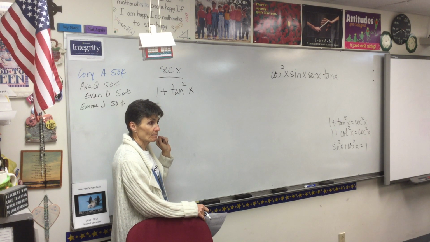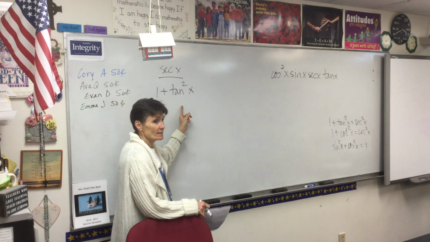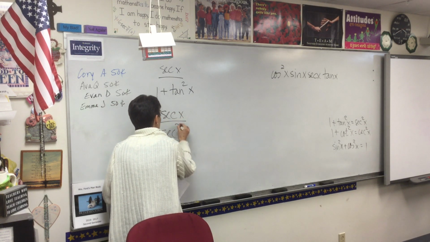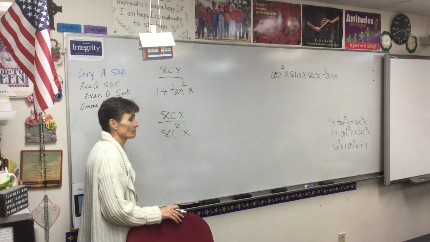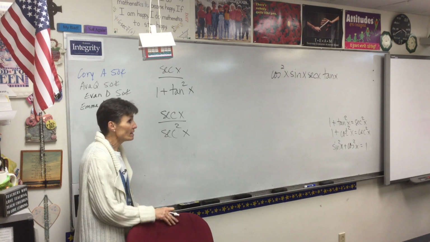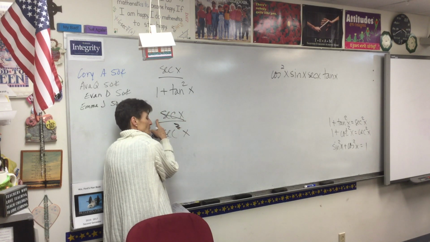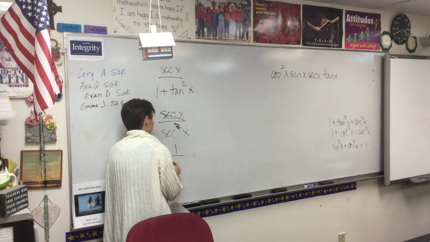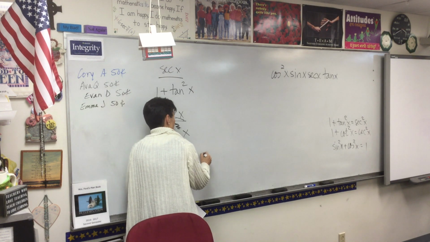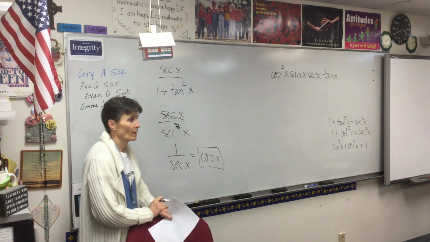Can I? Yeah. 1 plus tangent squared right there is secant squared. So I have secant over secant squared. 1 over secant. Now I can cancel, right? So I'll cancel out one of the secants. What does that leave me with on top? 1 over the other secant. Which is cosine. And what's 1 over secant? Cosine. There we go. So there you are, simplified all the way down.